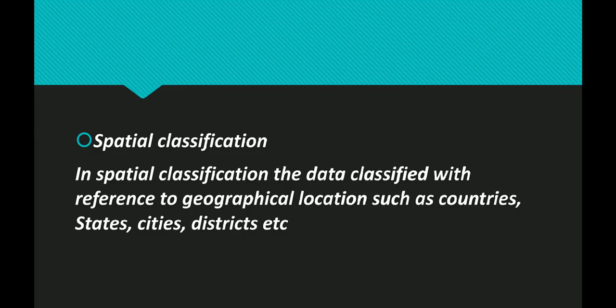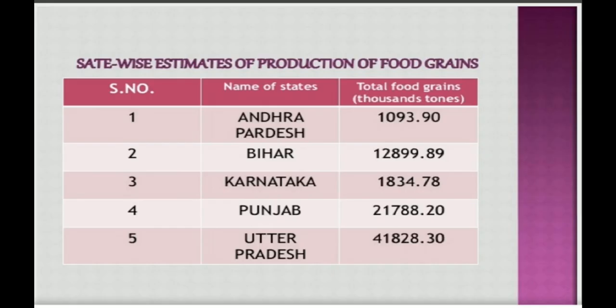Spatial classification. In spatial classification, the data are classified with reference to geographical location such as countries, states, cities, districts, etc. This classification is also known as geographical classification. State-wise estimate of production of food grains is an example of geographical or spatial classification.